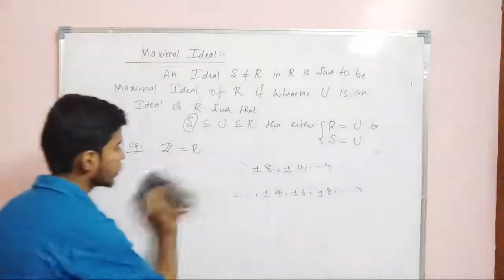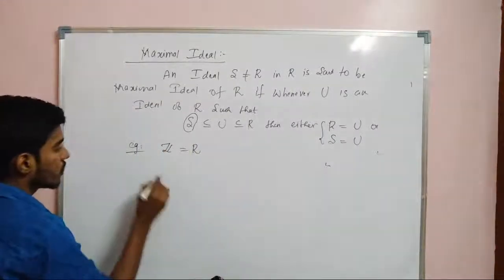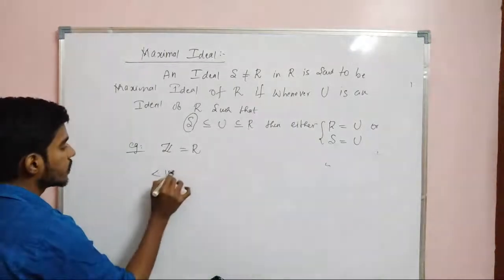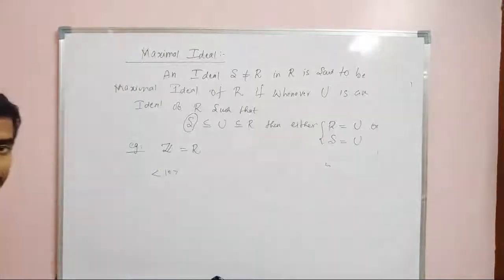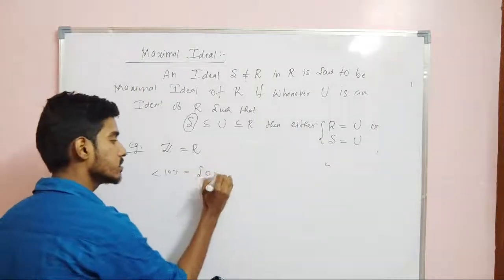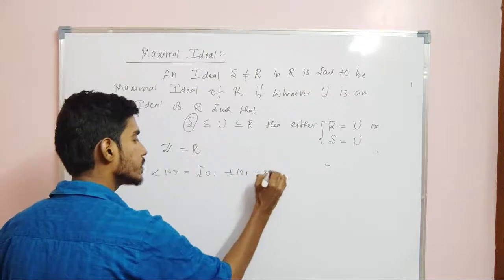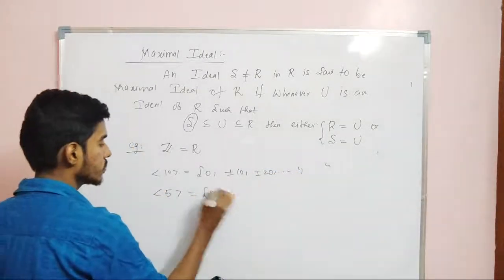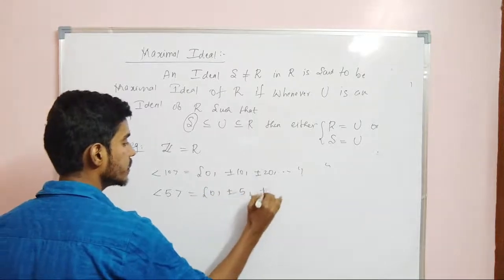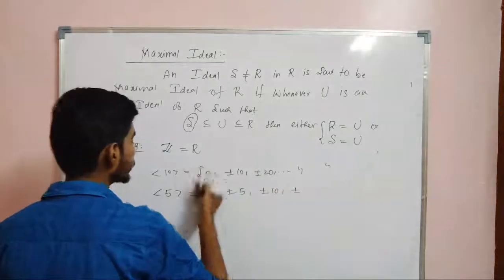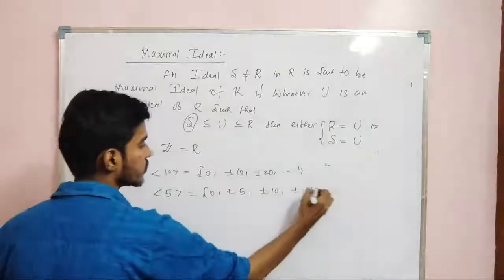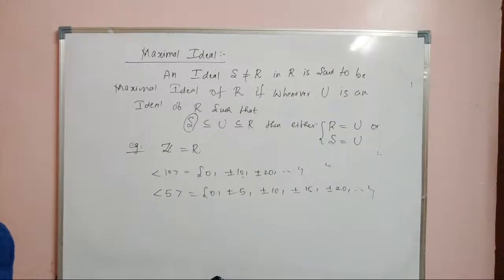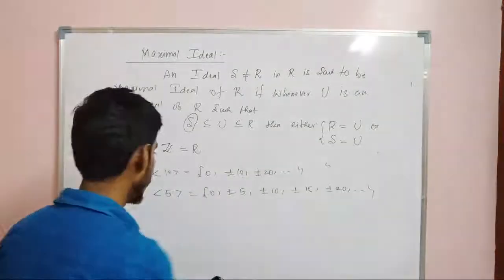Now what about 6? What about 10? Is this a maximal ideal? This set contains 0, plus or minus 10, plus or minus 20 and so on. I can find an ideal which properly contains this ideal. For example, you can see this ideal contains 10. So therefore this is not a maximal ideal.